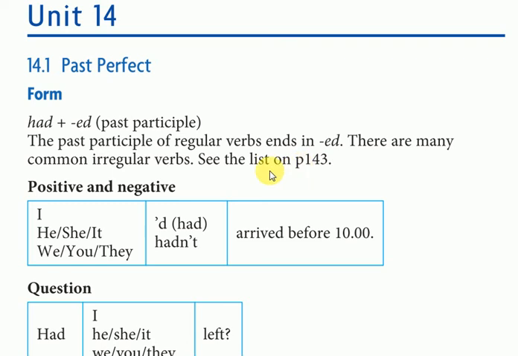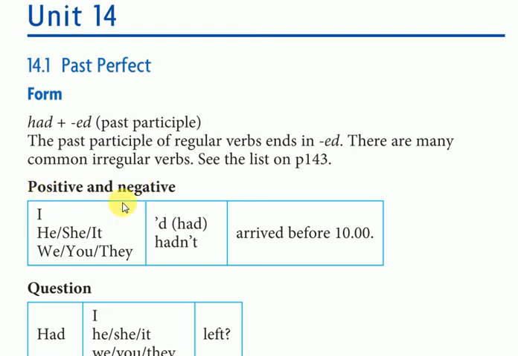So there are two types of verb: regular verbs and irregular verbs. Regular verbs end with the ed form: play, played, played. These are called the regular verbs. And irregular verbs means the first form, second form, and third form are different. For example, go, went, and gone. So they are called the irregular verbs.